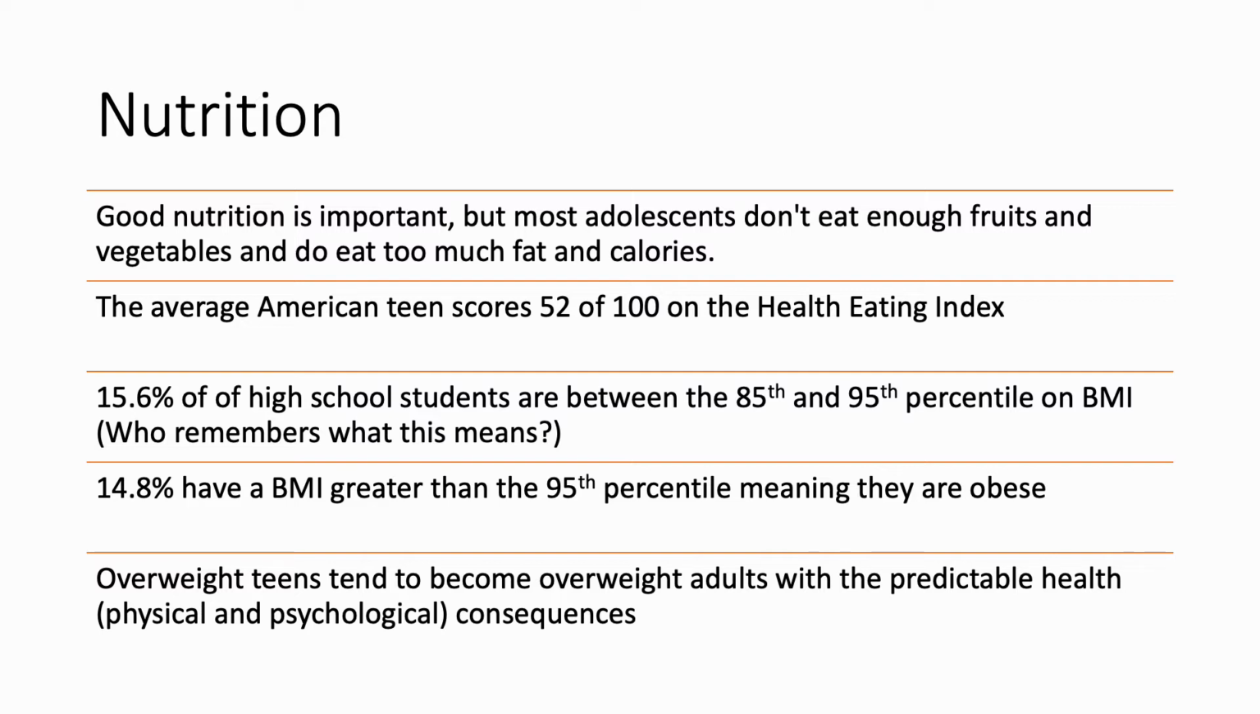BMI is the body mass index. And when we're looking at people prior to adulthood, we tend to look at percentiles of where they should be rather than looking at the percentages of BMI as we do in adults. 14.8% have a BMI that's greater than the 95th percentile, meaning they are obese. So 85th to 95th is overweight, and 95th and above is considered obese. Overweight teens tend to become overweight adults with all the predictable health and psychological consequences that come with that.